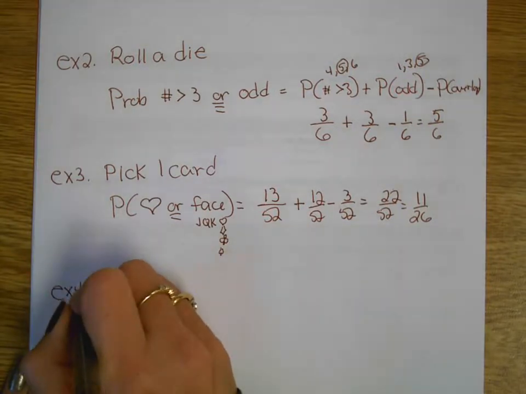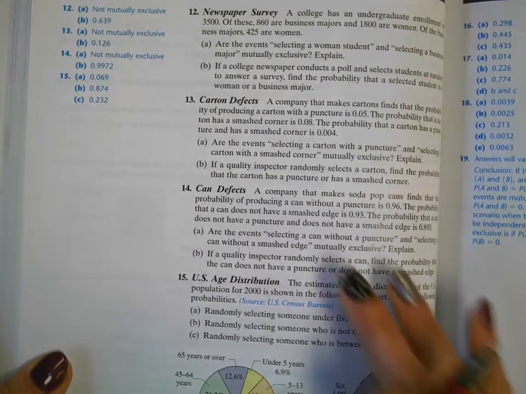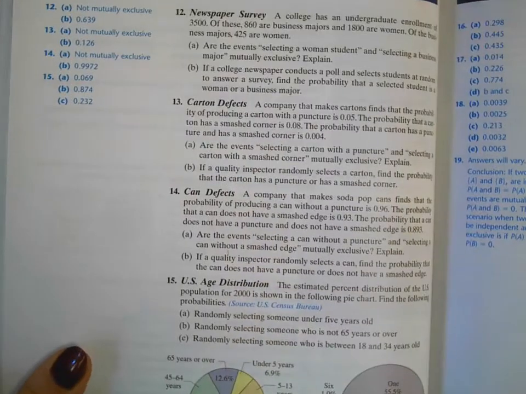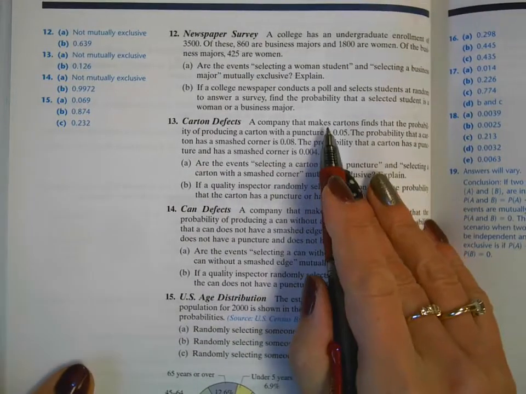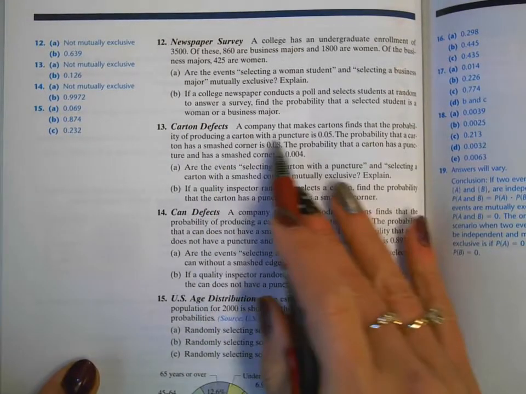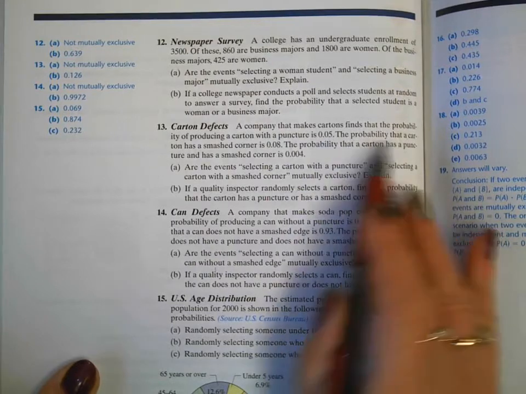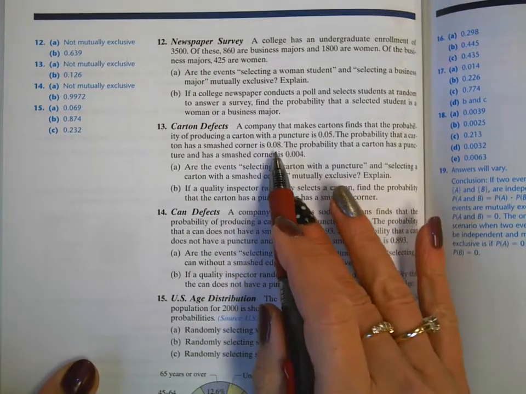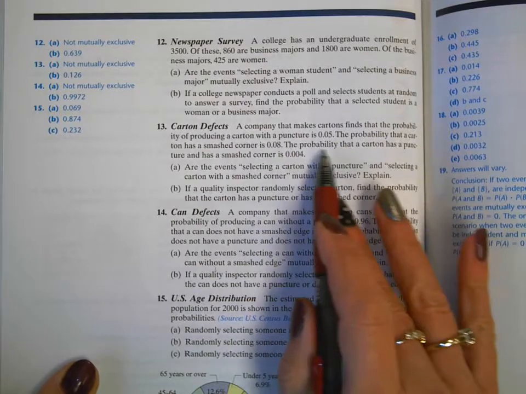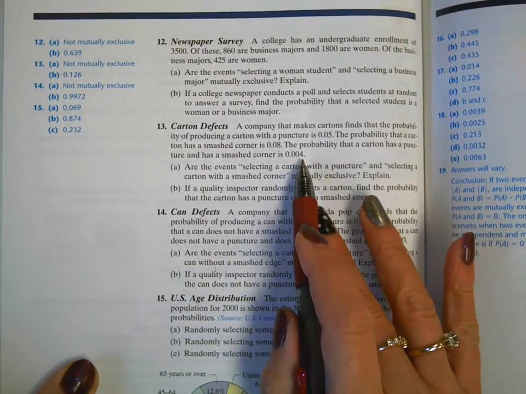And try one from the book that's a little bit different. I'm not going to write it all out. But it says here, number 13. A company that makes cartons finds that the probability of producing a carton with a puncture is 0.05. The probability that a carton has a smashed corner is 0.08. The probability that a carton has a puncture and a smashed corner is 0.004.